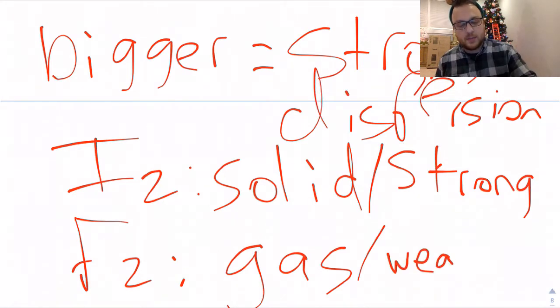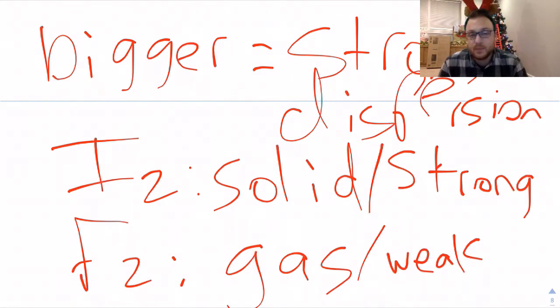So you got to look at the data, look at their boiling point, look at the phases they exist in. The phase and boiling points help determine the strength of your IMF, not the type of IMF. All right, the next IMF.